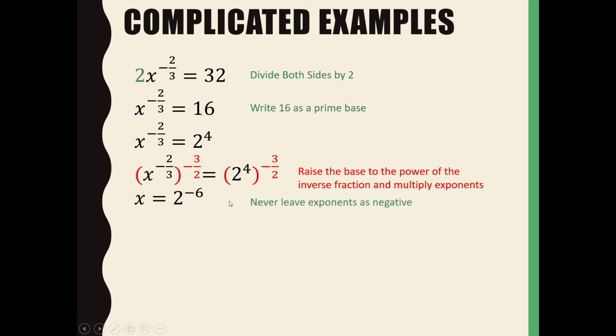From there, I never leave my exponents as negative. So because this is over 1, I'm going to move this base over my fraction line, and the exponent is going to change from negative to positive. Then I can work that out. So x is equal to 1/2 to the power of 6, which is 1/64. So these would be considered quite complicated examples. This is like a level 4 question.